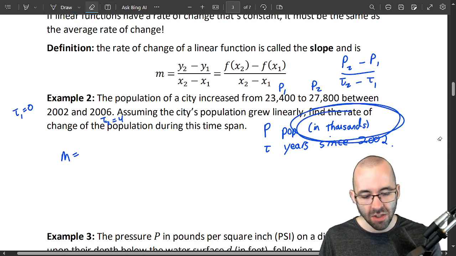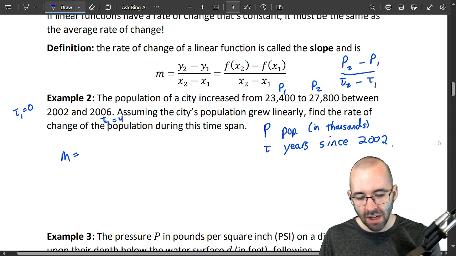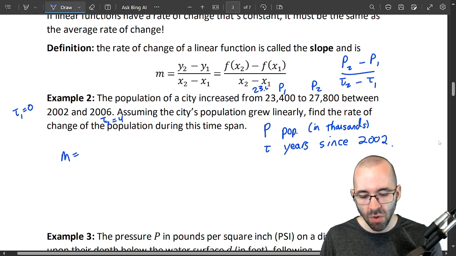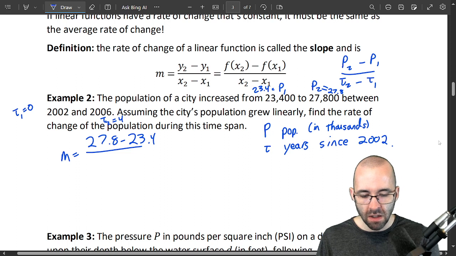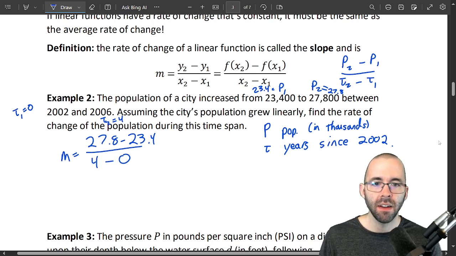So then our slope function becomes, also, P is the population in thousands. So technically, P1 is 23.4, P2 is 27.8. So we get P2, which is 27.8, minus P1, which is 23.4, divided by T2 minus T1.